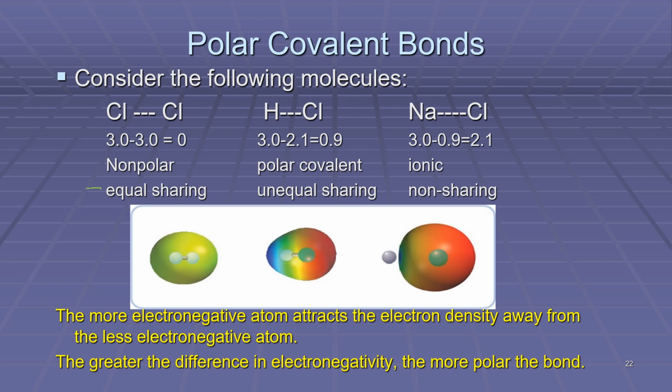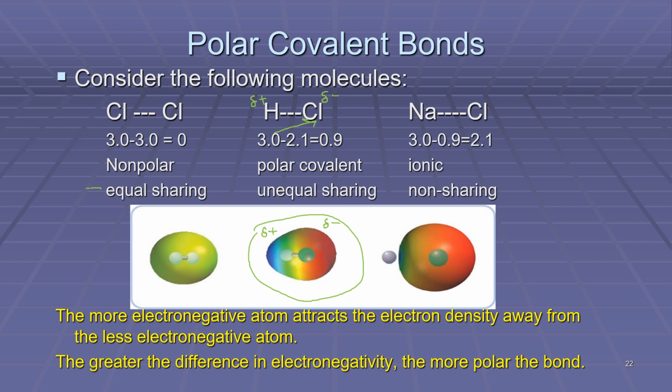If you look here at the hydrogen-chlorine bond, chlorine being 3.0, hydrogen being 2.1, again, the difference is 0.9, and so that's an unequal sharing. Chlorine, the one that has the higher number, will be partially negative, and the one that's the smaller number will be partially positive. And in this picture here, you can see where it's more red, it's more negative, and where it's blue, it's more positive. So there's not an equal sharing here in this molecule.